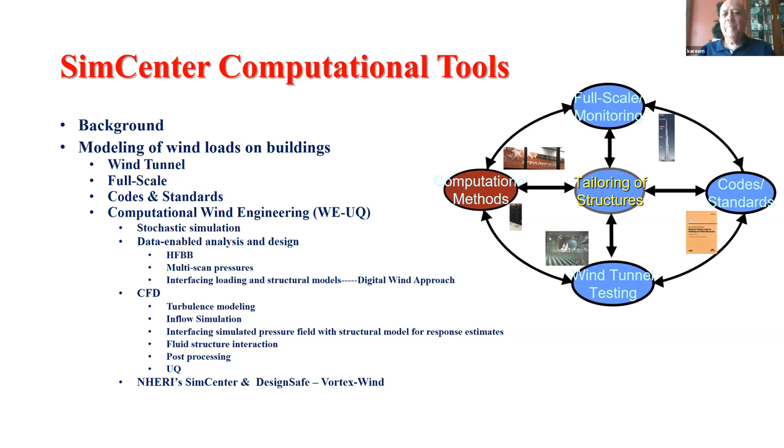So the basic tools primarily, as you can see in this diagram on the right, are wind tunnel, full scale, codes and standards, and of course the computational wind engineering part. The computational wind engineering part has several subsections, which I'll be detailing a little bit more, like stochastic simulation, data-enabled design and analysis, and the other part is CFD, which will be tomorrow.